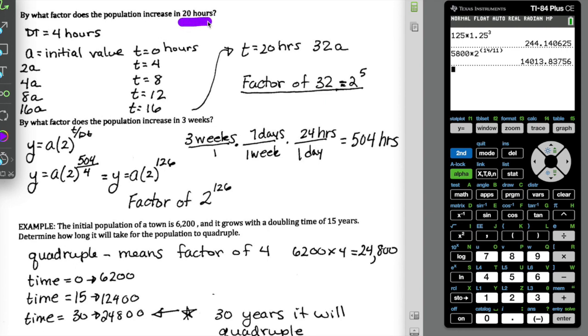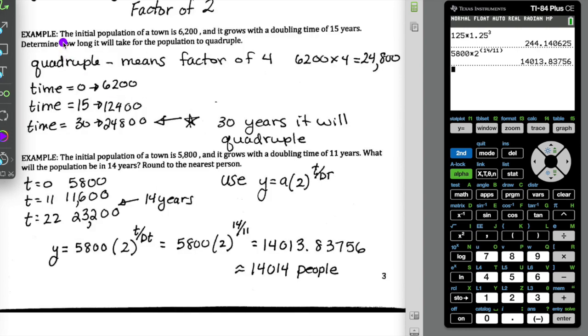So there are times when you can use a table, and if you want, you can use the formula as well to double check it. In the next example, we have the initial population of a town is 6,200, and it grows with a doubling time of 15 years. Determine how long it will take for the population to quadruple. Quadruple means it grows by a factor of 4.